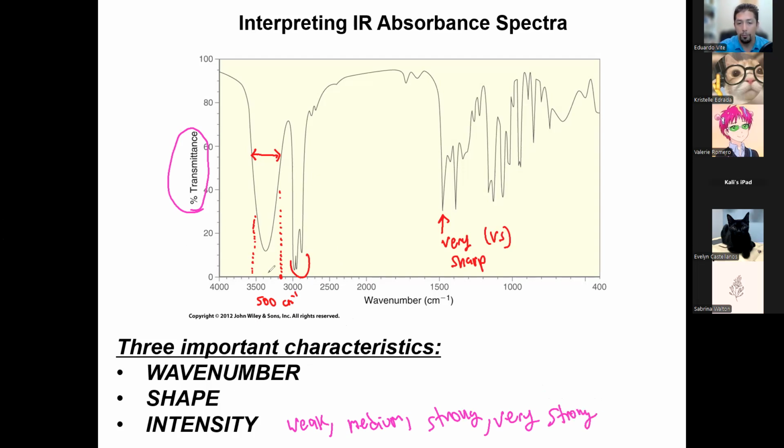So for example, once again, this peak here at 3300, what would you describe that in terms of intensity? Is it a weak peak? Is it a medium peak? Is it a strong peak? Is it a very strong peak? How would you describe this?